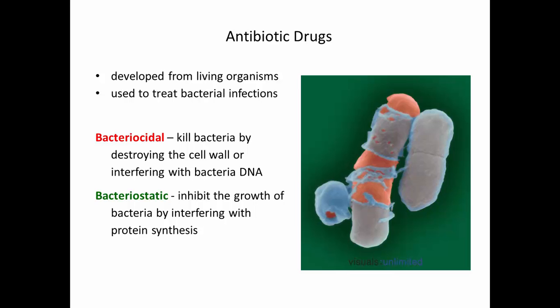If the antibiotic drug works by not killing the bacteria but inhibiting the growth of the bacteria, we say that it is bacteriostatic. And it usually does this by interfering with the ability of that bacteria to make proteins. And so it can't grow, it can't reproduce, and usually that buys enough time for our immune system to kill the bacteria on its own.